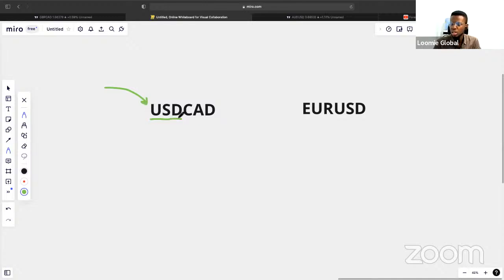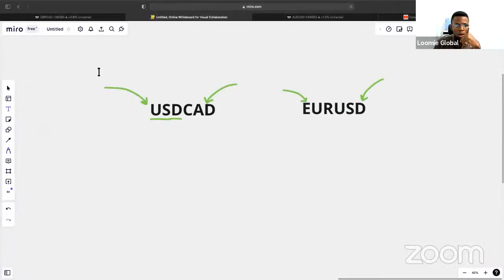This combination is the combination of 2 currencies, the US dollar and the Canadian dollar, right? This is the Canadian dollar. So we have US dollar and we have the Canadian dollar. And the same applies here. This is Euro, and this is also the US dollar. Now, at every point in time on every currency, we always have a combination of 2 things.